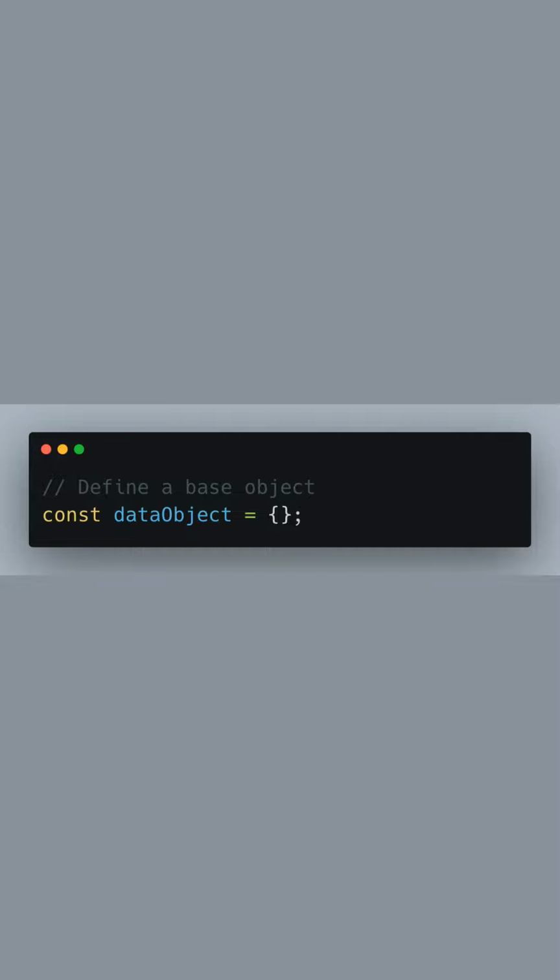Let's start by defining a base object named DataObject. This will be the foundation for our properties that we are going to define. We use Object.defineProperty to add an age property to our DataObject. Object.defineProperty is a method that lets us define or modify a property directly on an object.